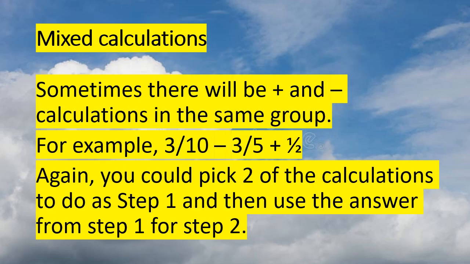Now, sometimes we can have mixed calculations. So there will be pluses and minuses in the same group. For example, 3 by 10 minus 3 by 5 plus 1 by 2. Again, you could pick two of the calculations to do as step 1 and then use the answer from step 1 for step 2.